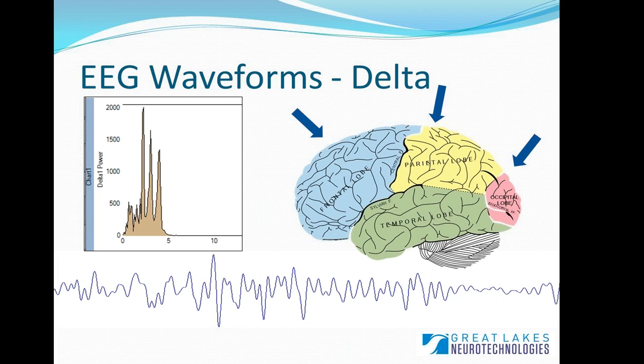The next waveform is the delta wave. This is the lowest frequency brain wave that occurs. It ranges anywhere from 0.5 to about 4 hertz, but again, similar to the alpha waveform, the amplitude of the delta wave can be quite high, all the way up to 200 microvolts. And delta waves occur at the absolute deepest level of sleep.